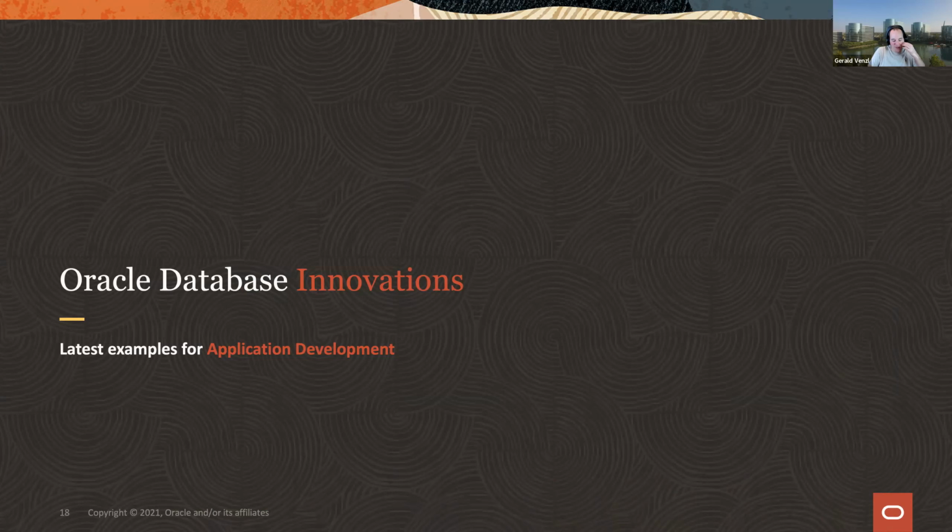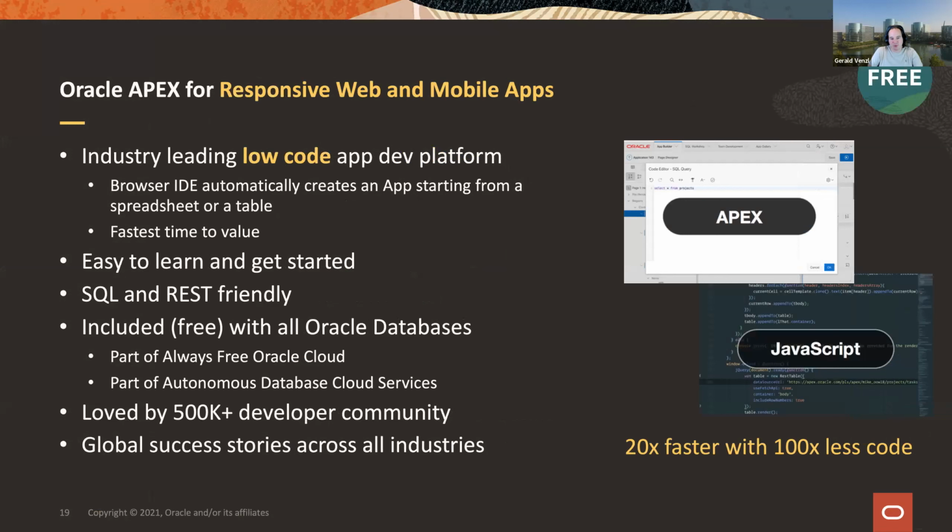So now let's drill into some of the features that we've introduced, the good stuff that you can leverage today, or hopefully are already leveraging today, to build applications. Let's start with Apex. If you don't know Apex yet, Apex is our low-code development platform. I mentioned it before. It's basically built on top of, or leveraging, the PL/SQL engine. It's a web-based low-code development platform. It allows you to build web-based applications without having to write tons and tons of JavaScript code.